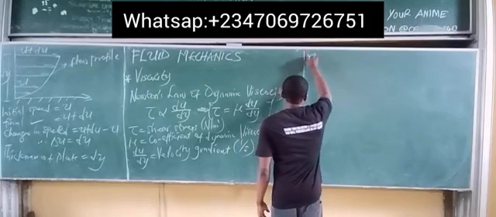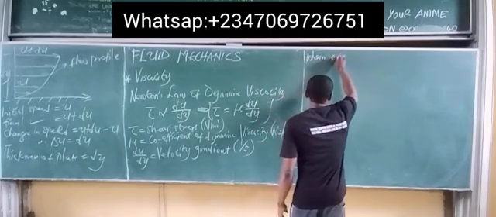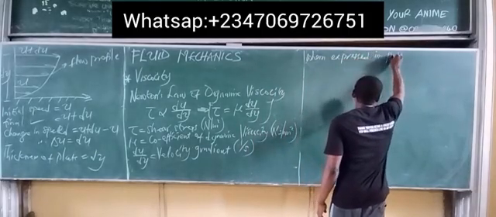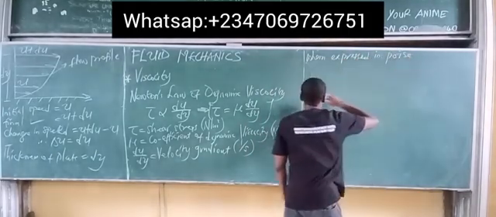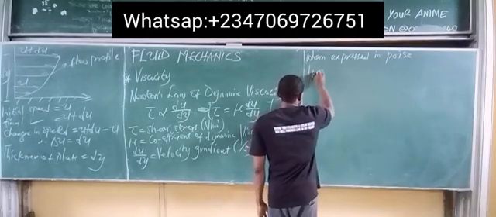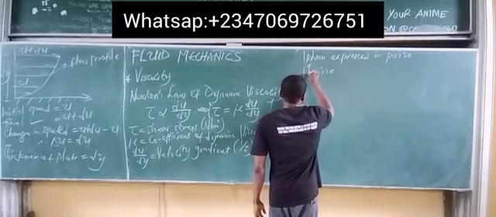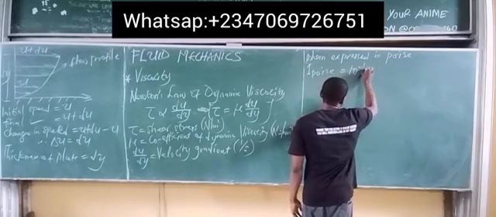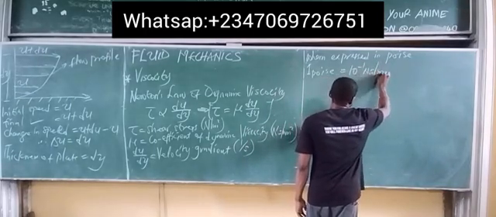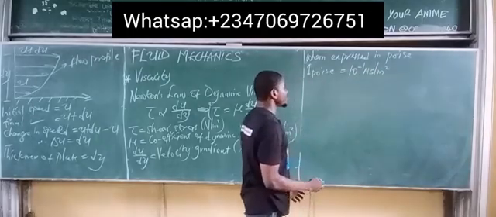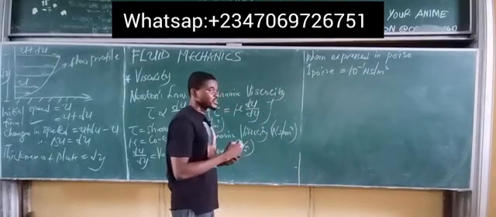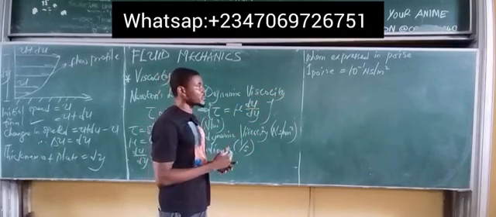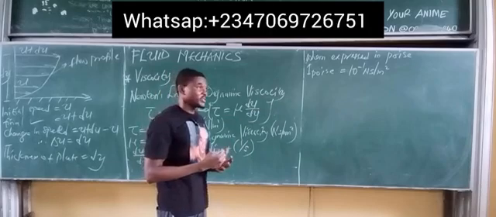When expressed in poise, one poise is simply given as 10 to the power of minus 1 Newton seconds per meter squared. So if the dynamic viscosity is expressed in poise, then we have to convert to this: it becomes 10 to the power of minus 1 Newton seconds per meter squared.